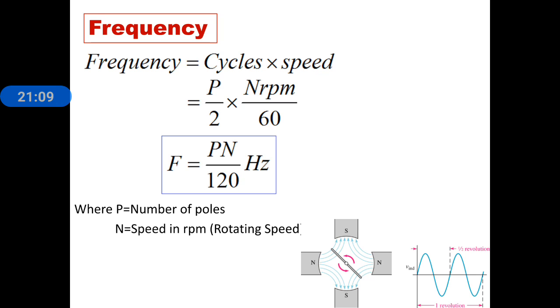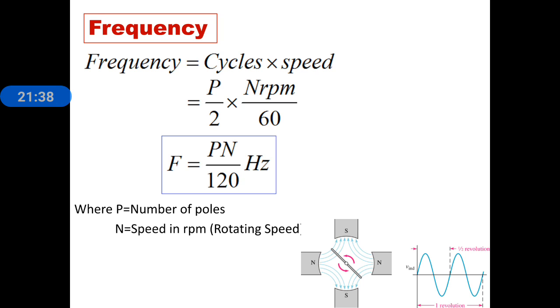And the speed is N rpm, rotations per minute. So we are converting rotation per minute to rotation per second. Dividing by 60 gives the rotation in seconds, so we get the number of cycles per second. So P into N divided by 2 into 60, which means 120.